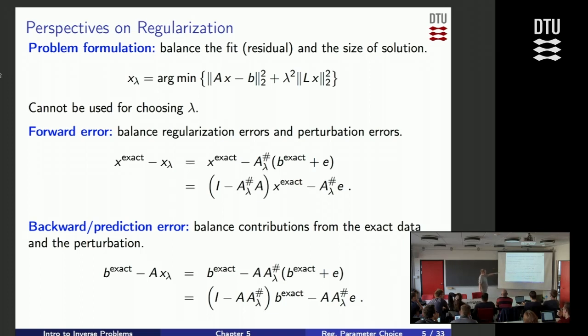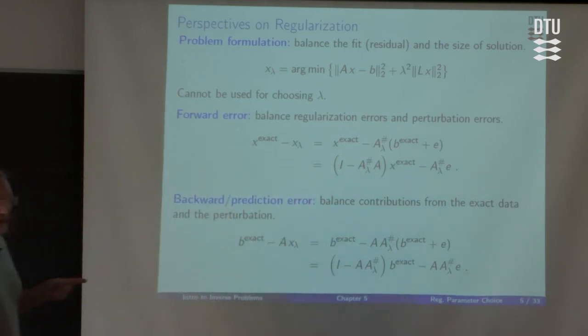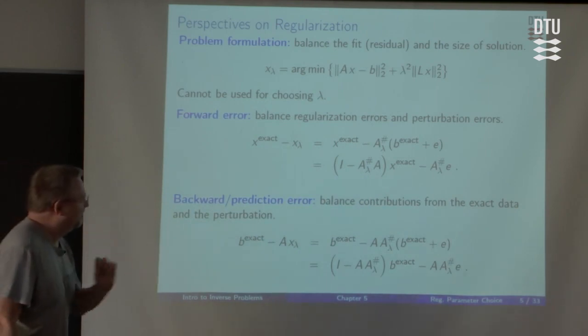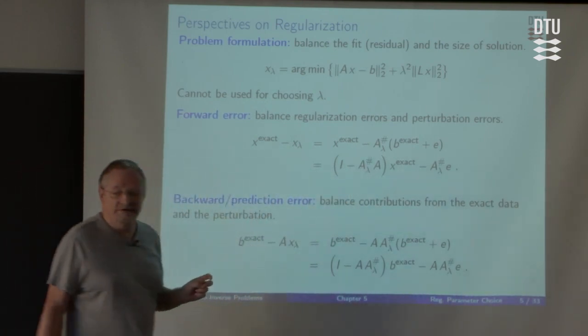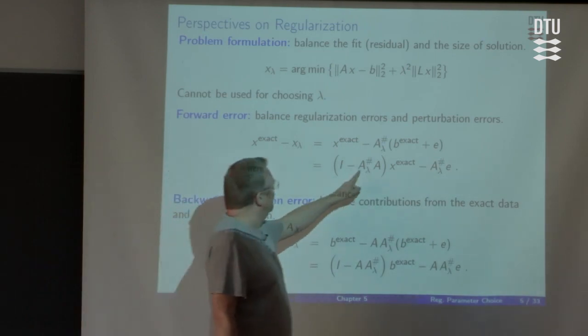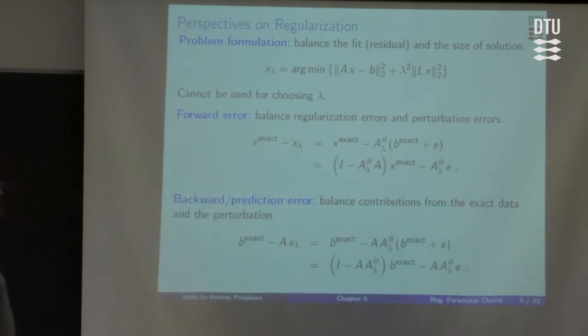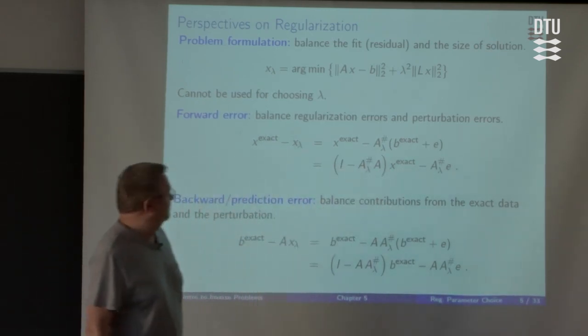The other component is what happens to the exact solution, because we do need to regularize to get rid of some of the noise. But that also means that the regularized inverse is different from the ordinary inverse. So the identity minus the product of the regularized inverse and A is not zero anymore, and therefore something happens to the exact solution, and that's what we call the regularization error.